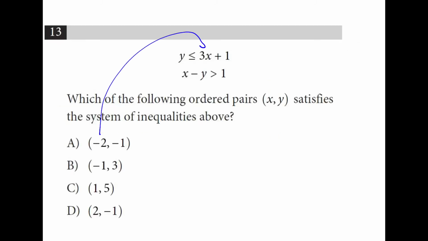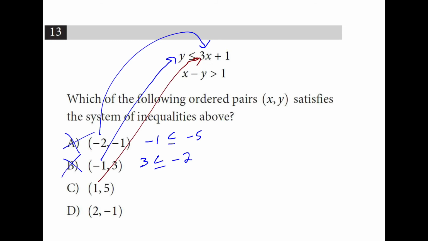If we plug in a -2, this one is not true because -1 is not less than -5. If we plug in a -1, is 3 less than or equal to -2? Also not correct. Let's try the third one. If we plug in a 1, is 5 less than or equal to 4? And the answer is still no. D is the best choice.